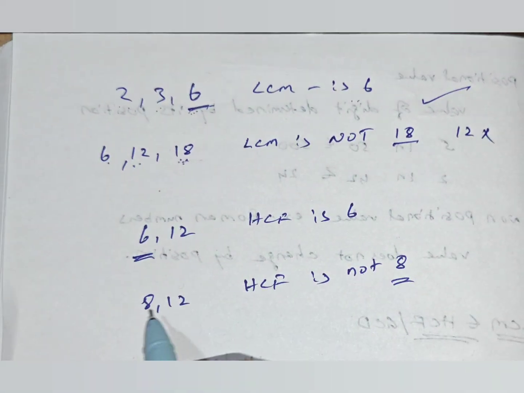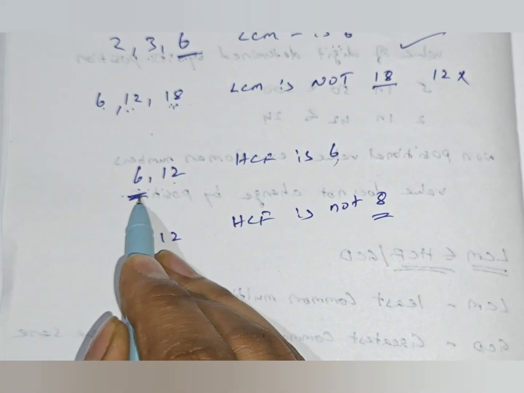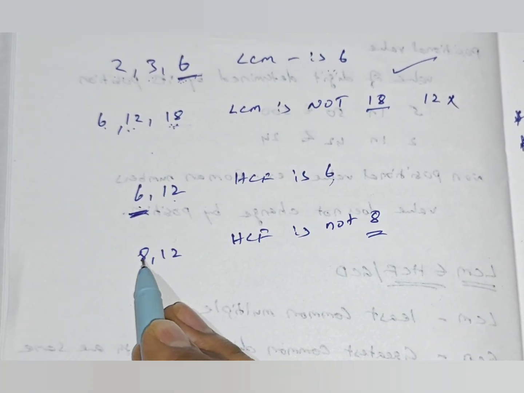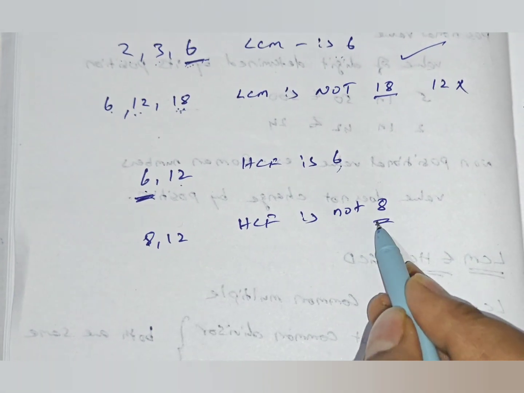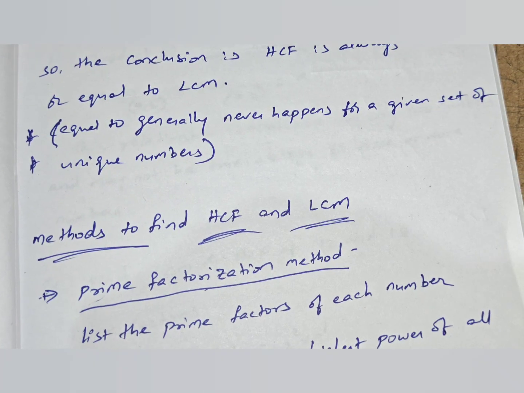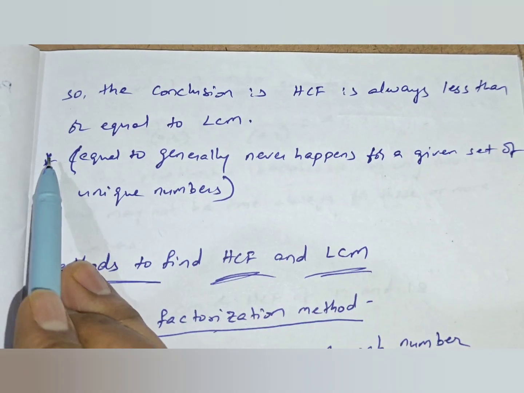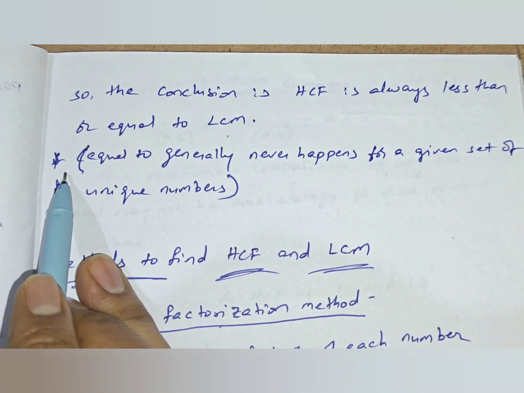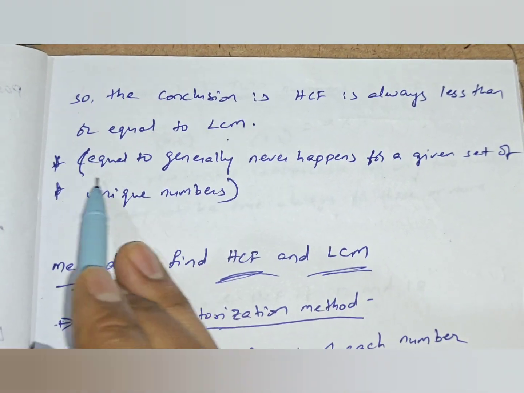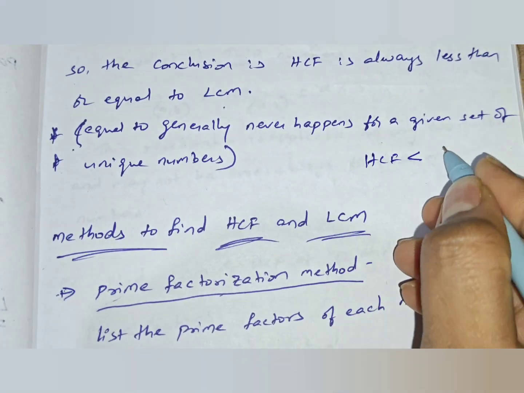And to understand the statement regarding HCF, HCF of 6 and 12 is 6. This is the least number in the given set. And HCF of 8 and 12 is not 8 because 8 is not a factor of 12. So 8 is not the HCF of these two given numbers. So from these statements, the conclusion is HCF is always less than or equal to LCM. Generally, equal never happens for a given set of unique numbers. Just keep this in mind. So the conclusion is HCF is always less than LCM.